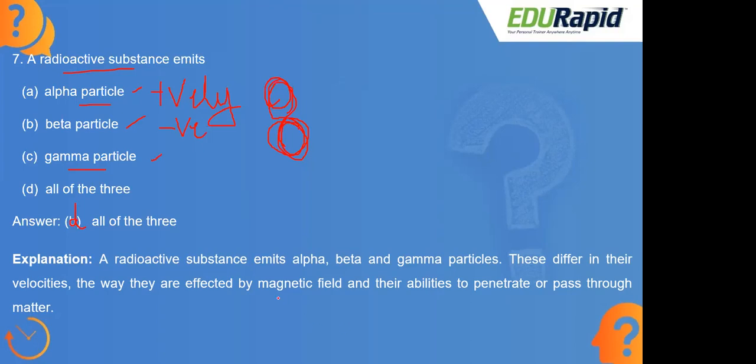Based on the magnetic field that we provide to these radioactive isotopes, they have their own abilities to penetrate and pass through matter. Whether alpha particles, beta particles or gamma particles, if we accidentally swallow radioactive substances, they can start penetrating through our cells, our tissues, and the organs of our body. So they can penetrate easily through matter. Is that clear? And they always move with different velocities. This is all about radioactive substances. Moving to the next question now.